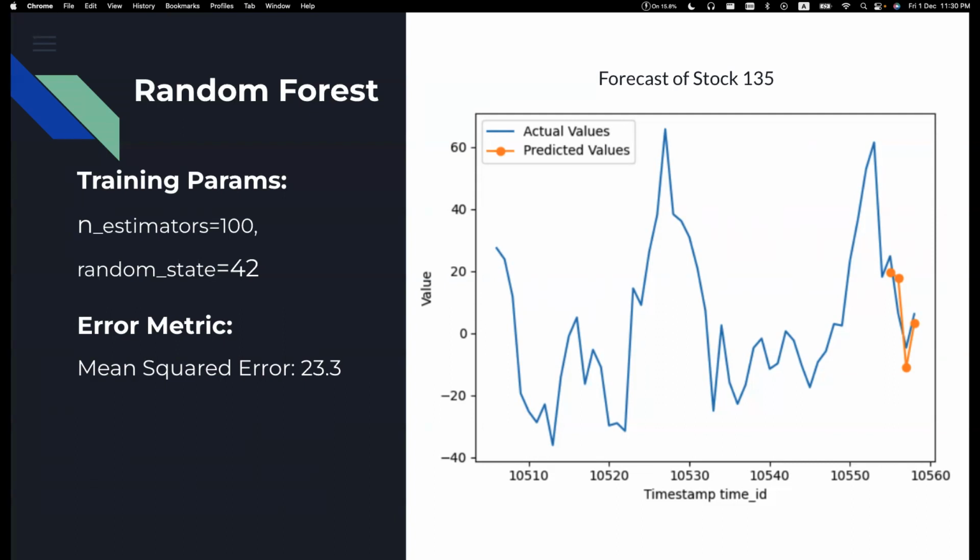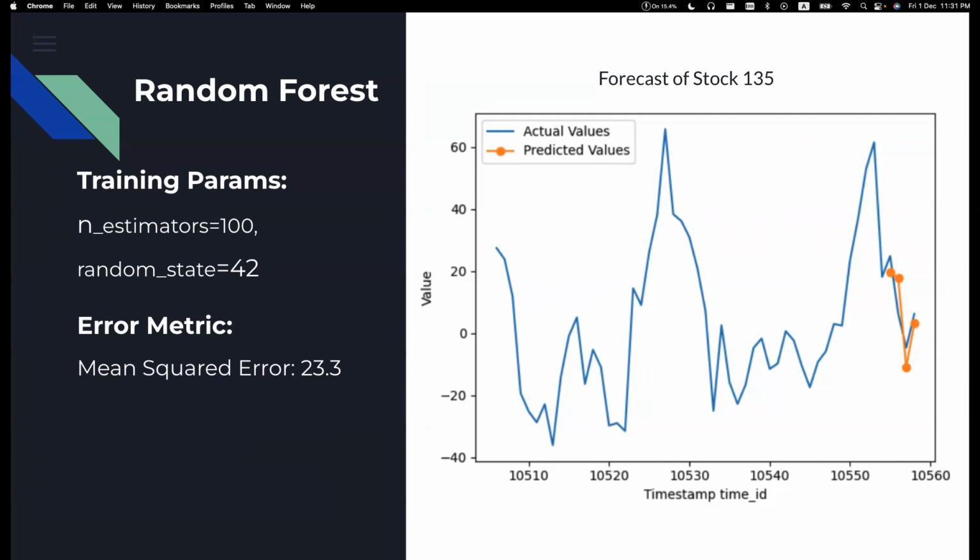As you see in the diagram, when I forecasted stock 135, the first 8 minutes, the first 48 data points, are for the training. The remaining is for the testing. As you can see, the prediction is very good.